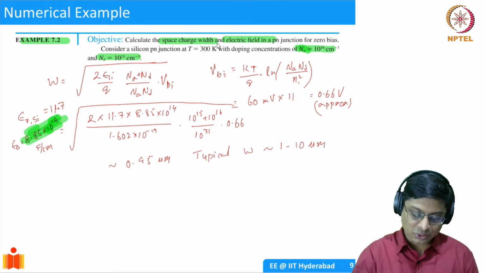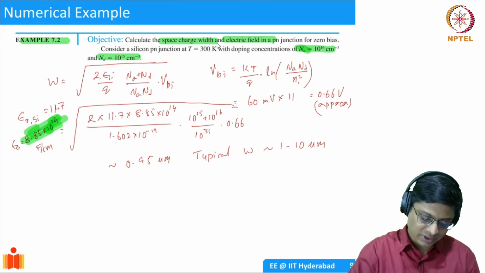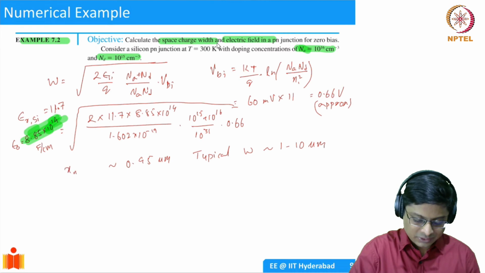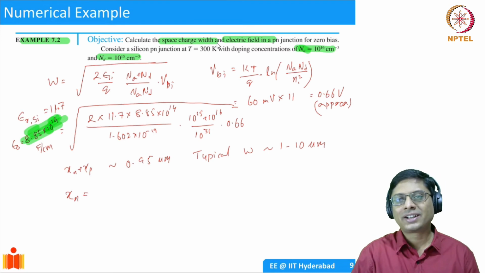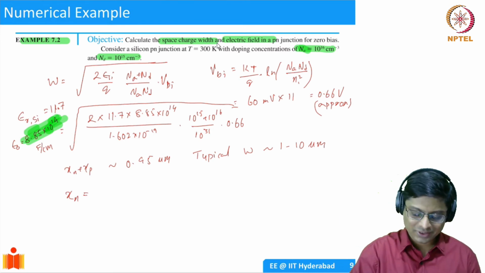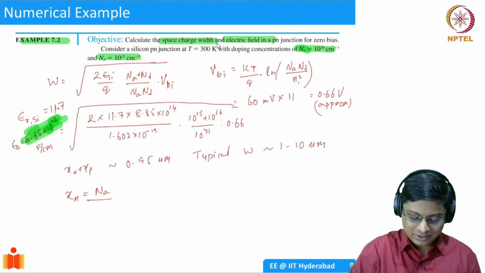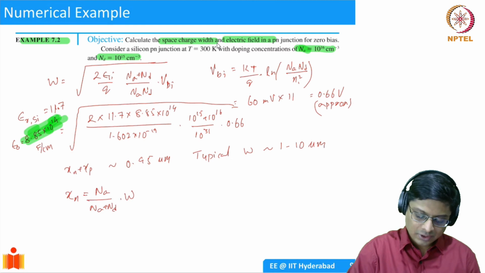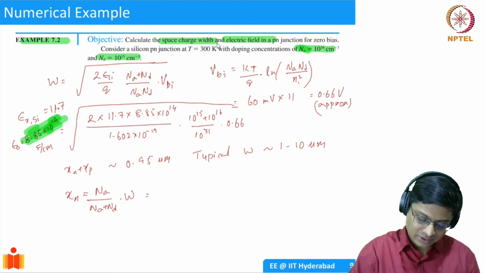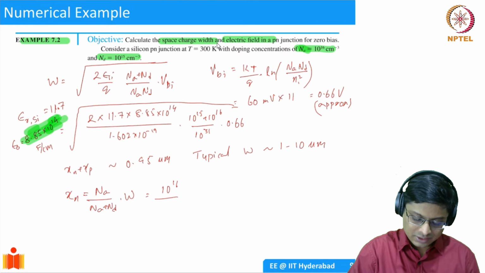This is the total width of the depletion region, right? So this was xn plus xp. How much is xn? If you want to calculate xn, you have to take the opposite concentration, which is Na divided by Na plus Nd times the depletion width. So Na is going to be here 10^16, right? So 10^16 divided by 1.1 into 10^16 into 0.95.